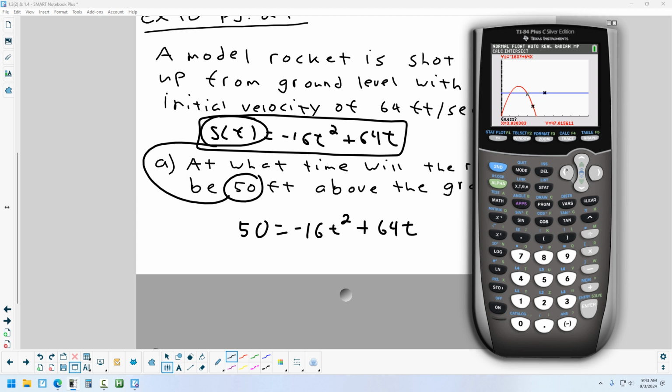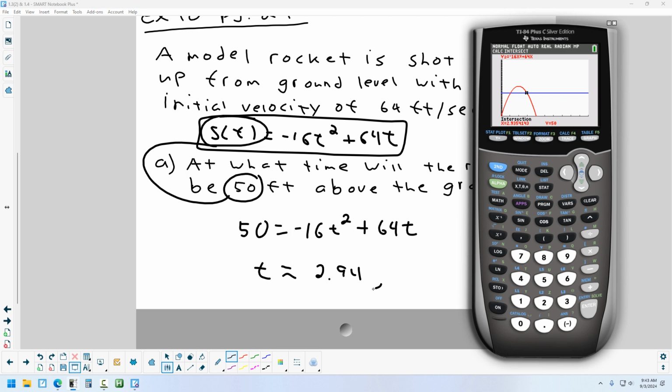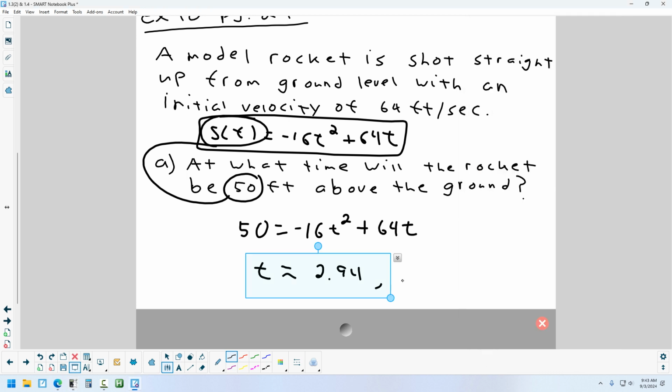On your calculator, if you can keep moving the guess closer to the one on the left, I'll just ask somebody what you got in a second. Okay, but I'm going to leave my guess closer to the point on the right. I'm going to hit enter. And if I had used quadratic formula, that's one of the answers I would have gotten. 2.94. And there's another answer. On the way up, what's the time that it hits? 1.06.